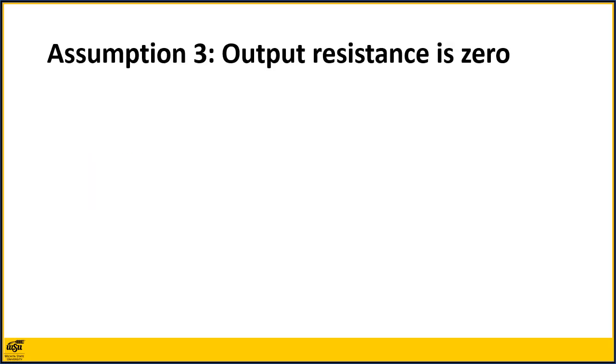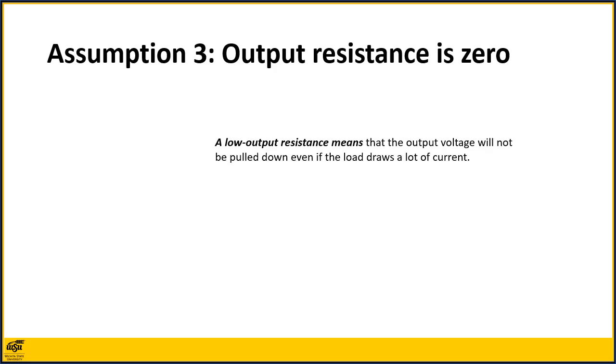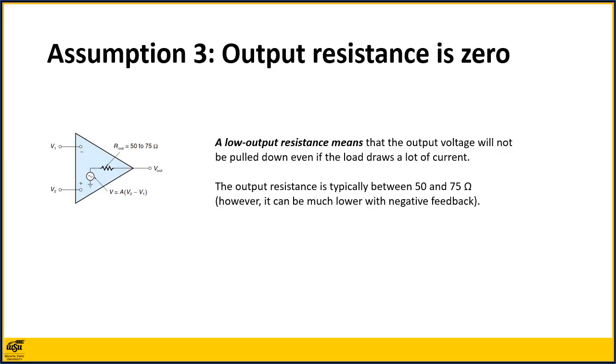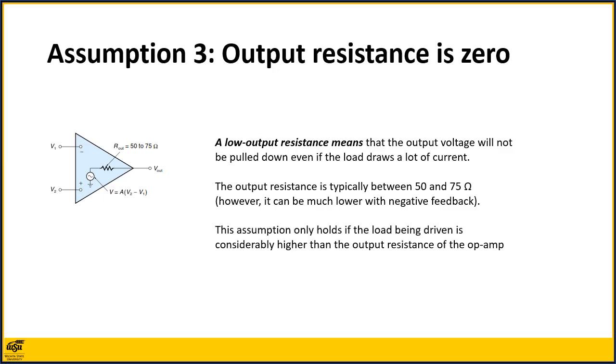The third assumption, the output resistance is 0. A low output resistance means that the output voltage will not be pulled down even if the load draws a lot of current. This is the weakest of the 3 assumptions because the output resistance is typically between 50 and 75 ohms. However, it can be much lower with negative feedback. This assumption only holds if the load being driven is considerably higher than the output resistance of the op-amp, which is the case in most applications with circuit resistance in the 10 to 500 kilo ohm range.